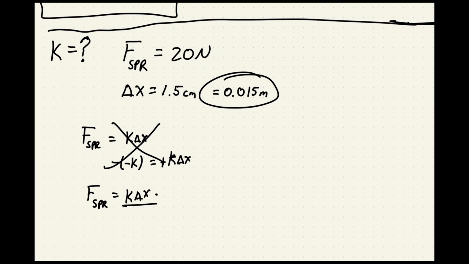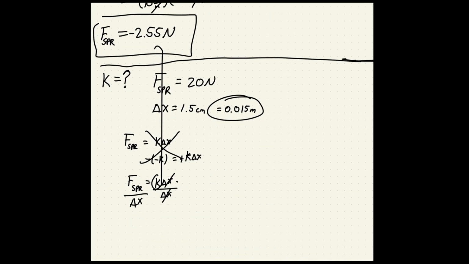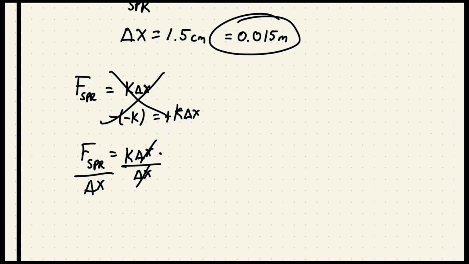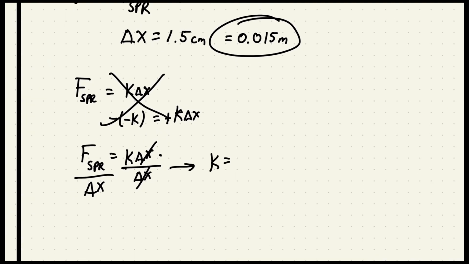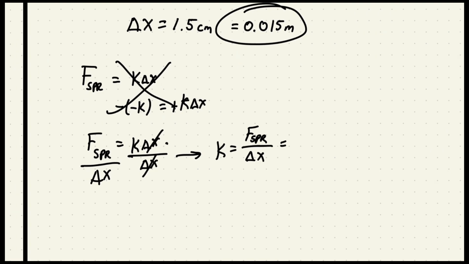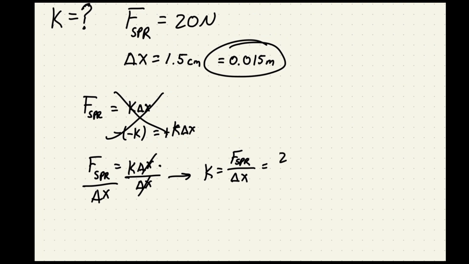We would divide through both sides by that delta x value. That leaves us with one side of our equation with just a k, and the other side of the equation as the spring force, which we measured using a force probe, divided by delta x, which we would have also measured using something like a meter stick. So our spring force is 20 newtons. Delta x is 0.015 meters. And then all I need to do is plug that into my calculator. I get an answer somewhere around 1333.33, and it just keeps repeating.